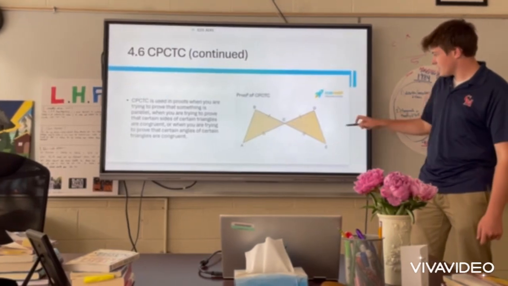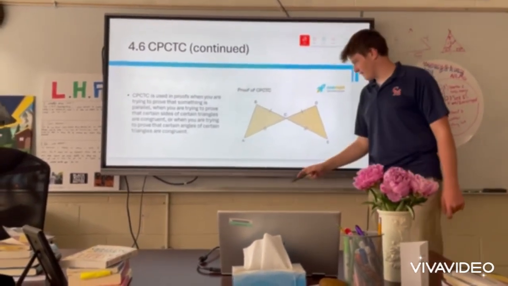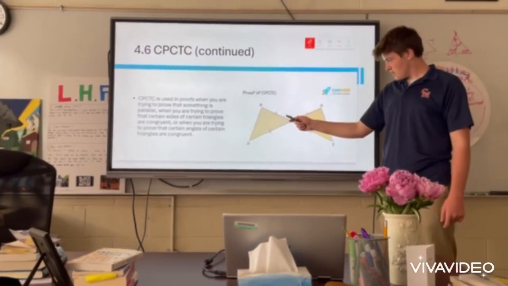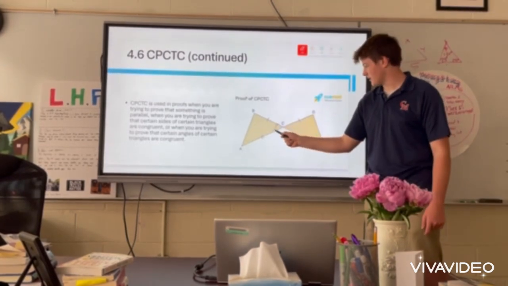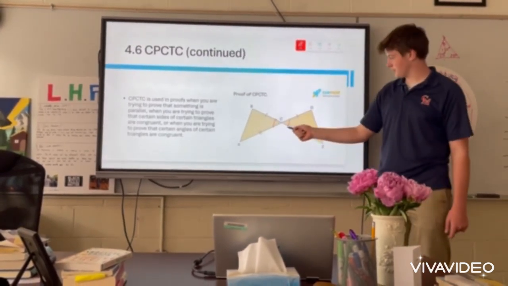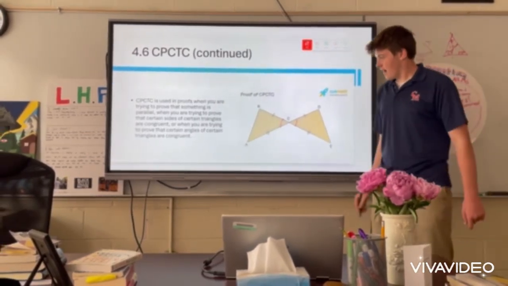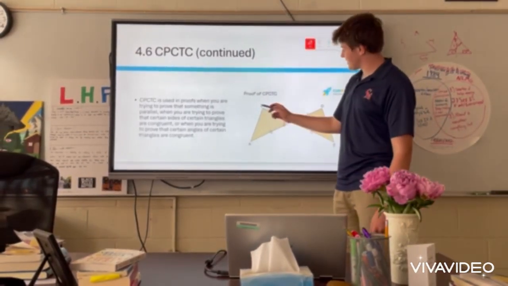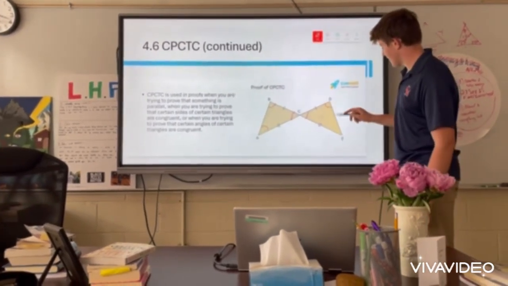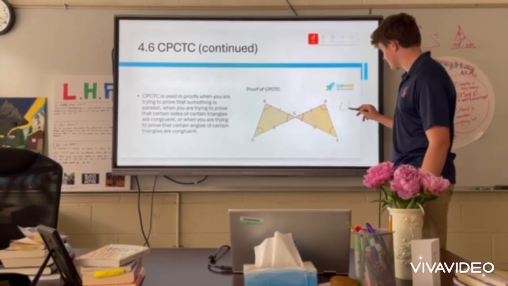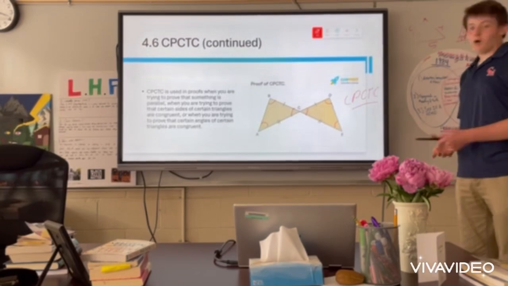So in this diagram here, we could see that these sides are congruent, and because of vertical angle theorem, these are congruent: angle ACB and angle DCE. However, unlike I mentioned last time, angle B and angle A are also congruent to angle D and angle E because of CPCTC.